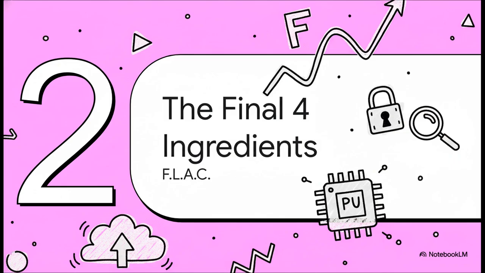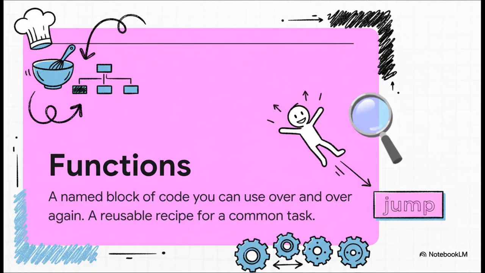With those first 5 tools, you've got a really solid foundation. Now let's build on top of that with the final 4 ingredients. And for these, we have another acronym, FLAC. So, F is for functions.